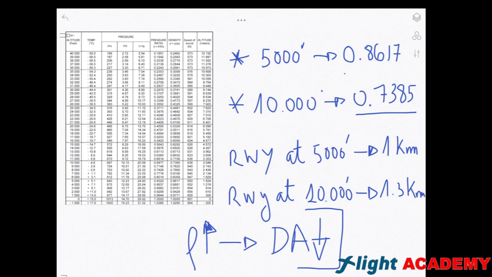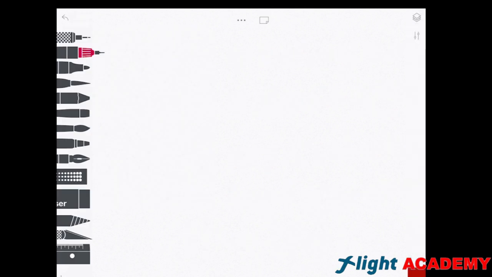Which factors modify our density? The factors that modify our density are the factors in this formula. Pressure is equal to density times a constant called the Boltzmann constant, times temperature. So now we are going to see each case separately, how the density altitude reacts when we modify one of these parameters.